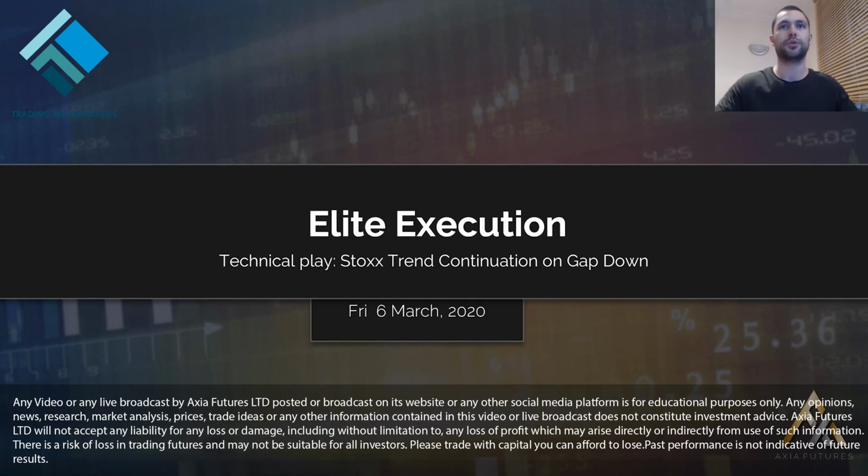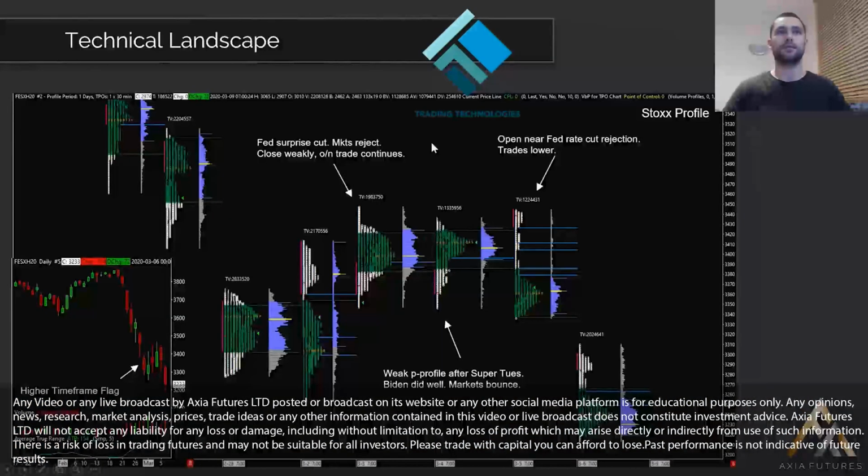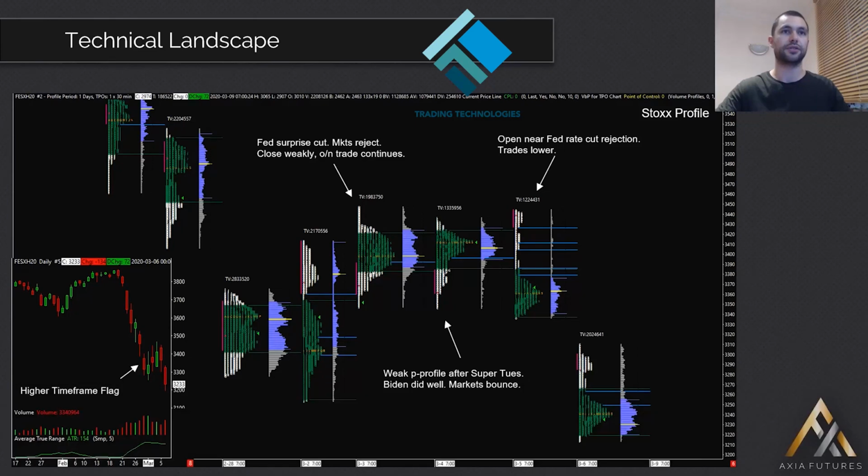I'm going to talk you through the execution by one of our elite traders on a Eurostoxx trade, playing for a trend continuation on a gap down. So this was on the 6th of March, and if you look to the bottom left of the screen, there are some daily candles, and that sort of outlines this trade.